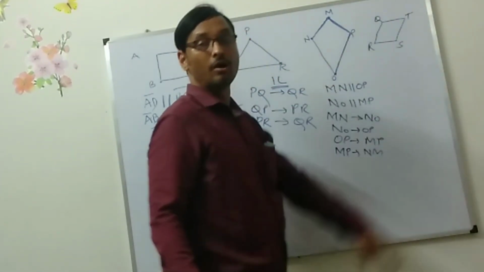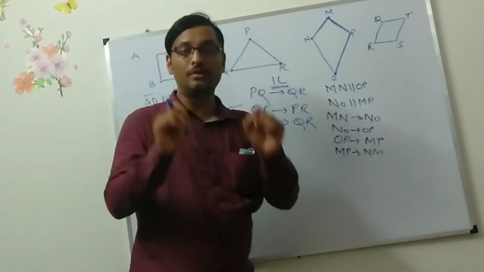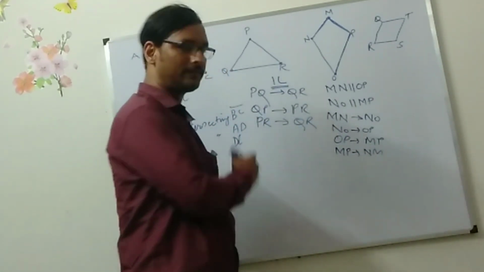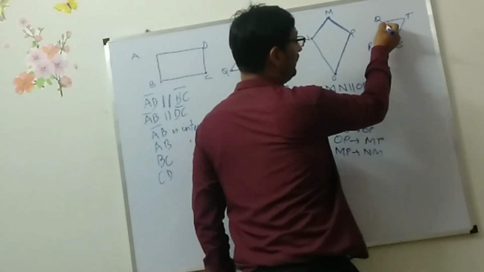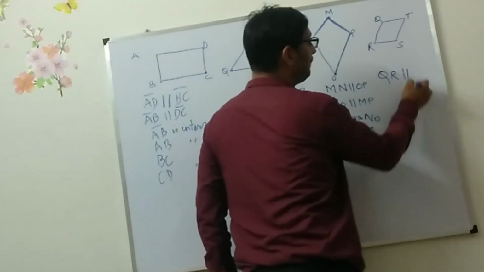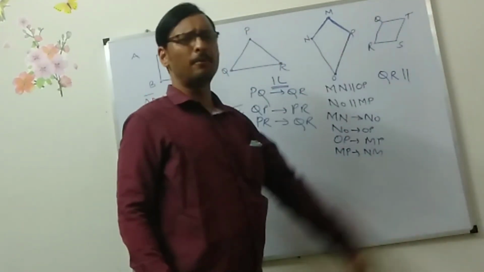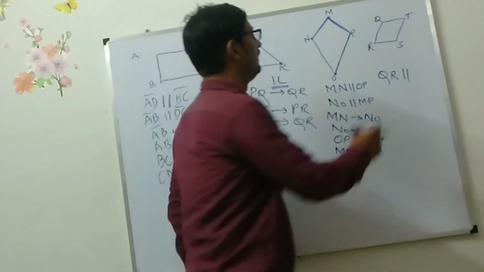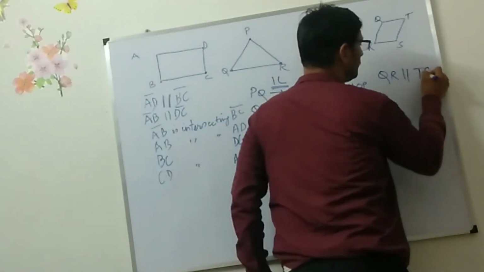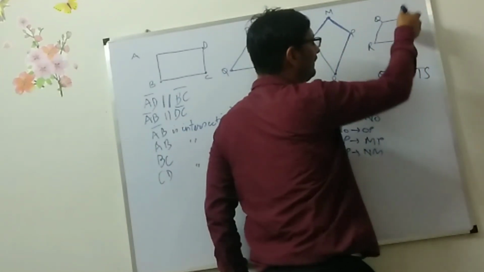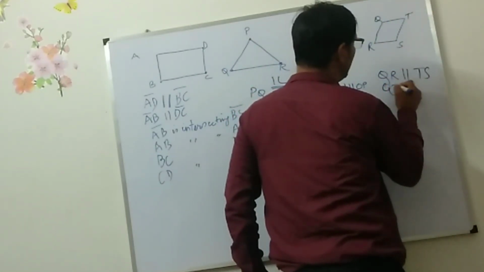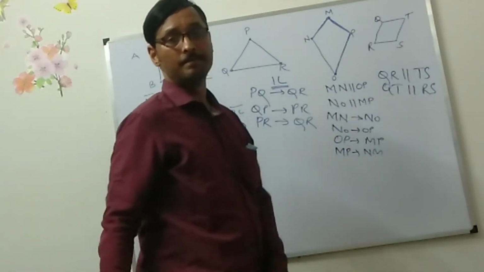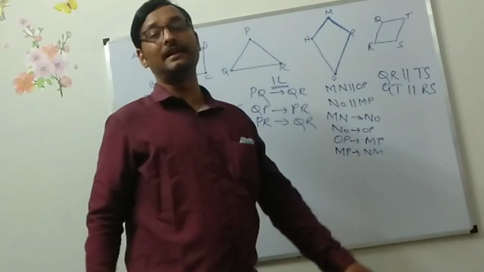In this case, the rhombus, I need to find out parallel lines and intersecting lines, the way I found out in this. You tell me, if I am taking QR, what is parallel to QR? Look at the opposite side. They are maintaining equal distances. So what is that? TS. QR's opposite and parallel is TS. And QT's parallel is RS.